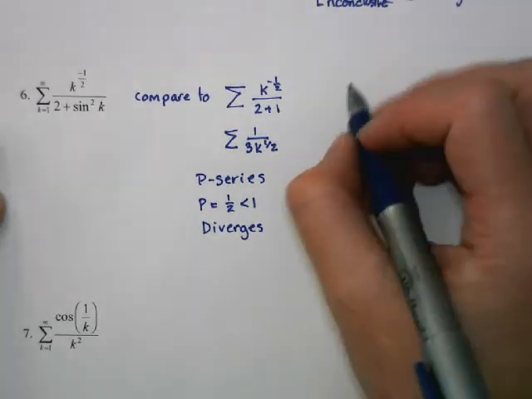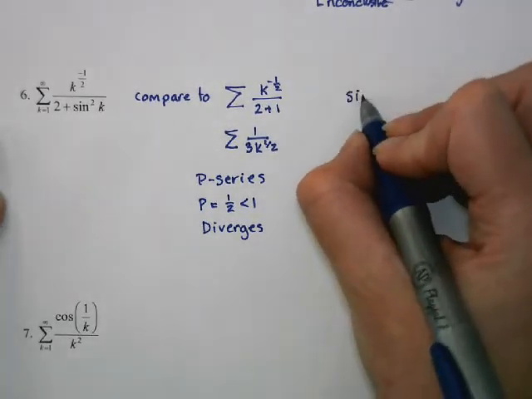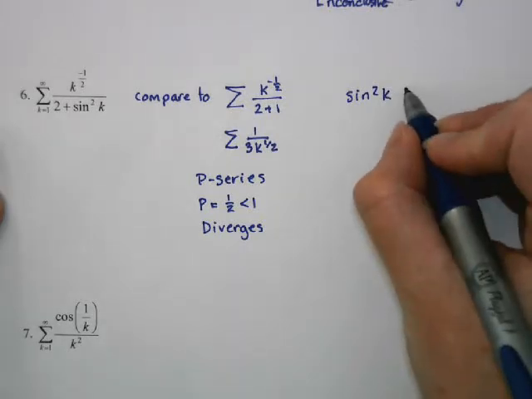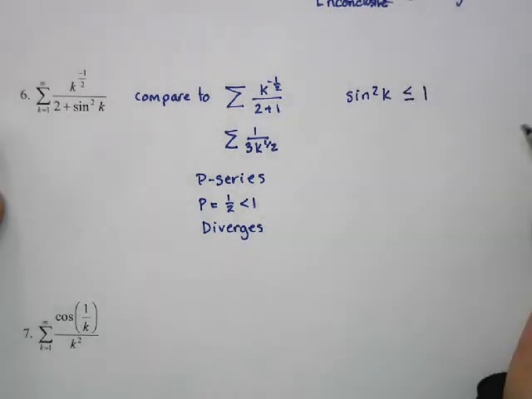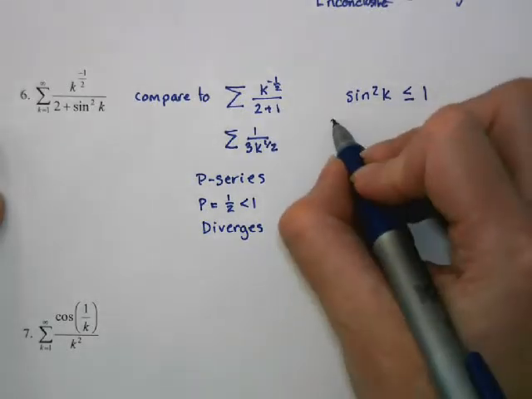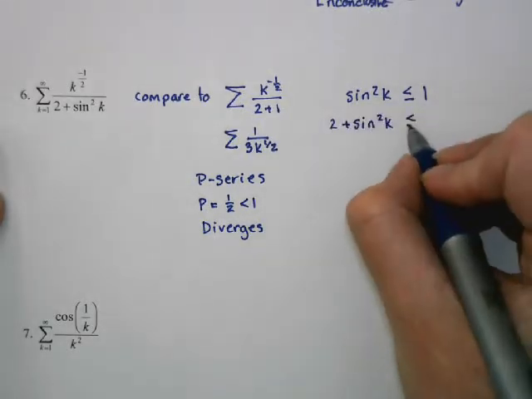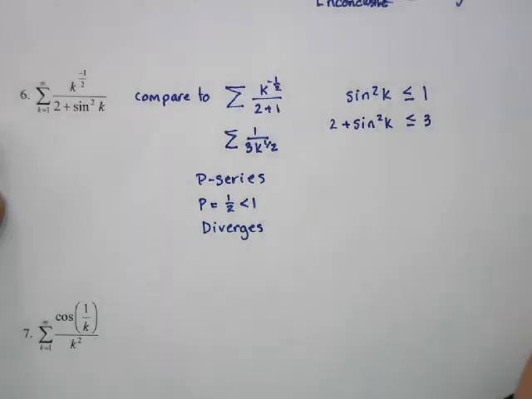Okay, so let's build this comparison. I'm going to start with just the sine squared k. That will be less than or equal to 1. So 2 plus sine squared k is going to be less than or equal to 3.